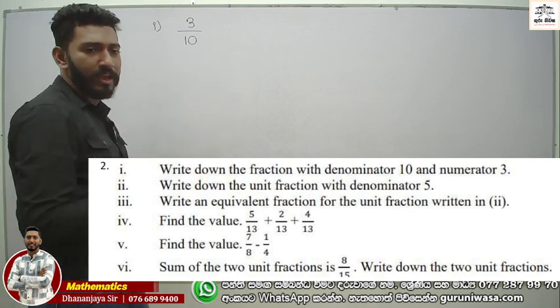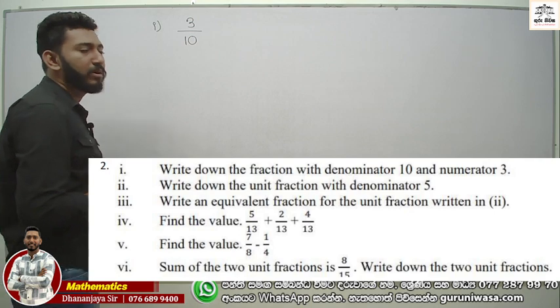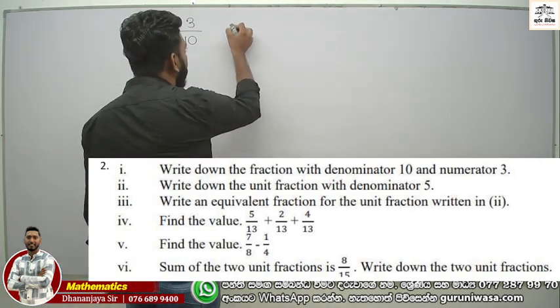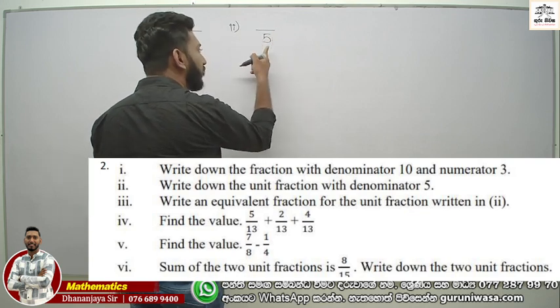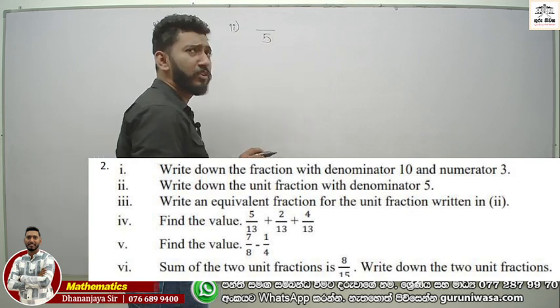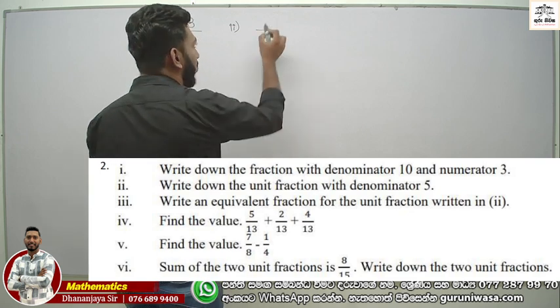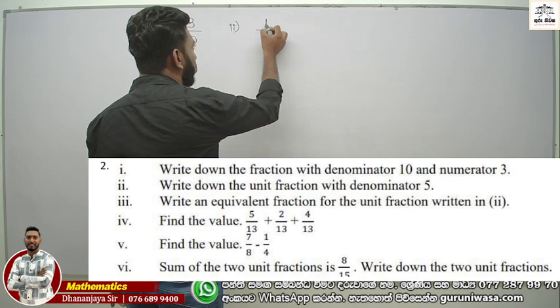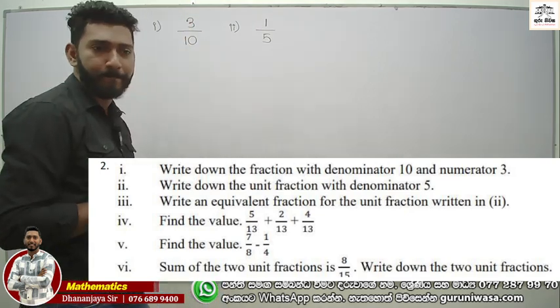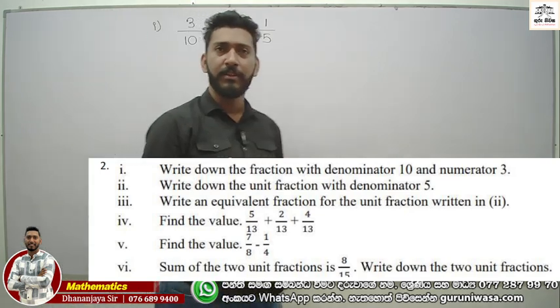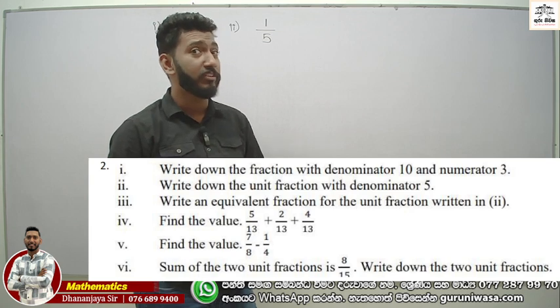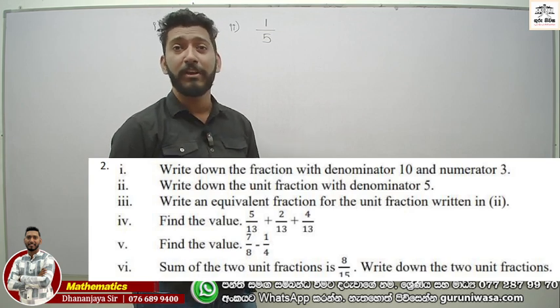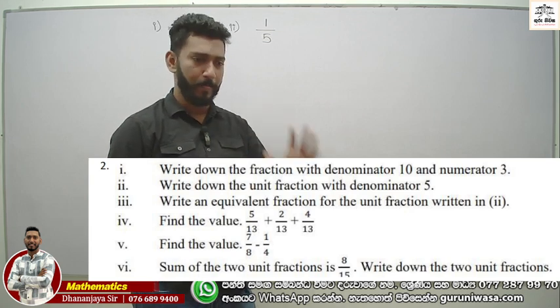Good. And write down the unit fractions with denominator 5. Now you can write a unit fraction with denominator 5. The denominator should be 5. What is the representative of the unit fractions? In unit fractions the numerator is 1, just only 1. For example, 1/3, 1/5, 1/7, 1/10 we call unit fractions. Right? Always the numerator is equal to 1.